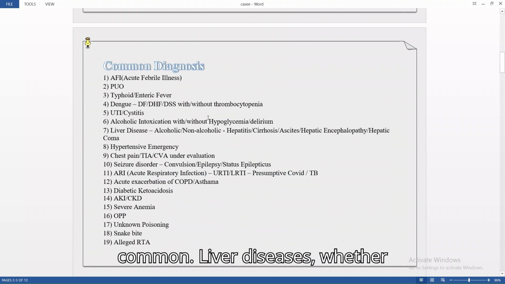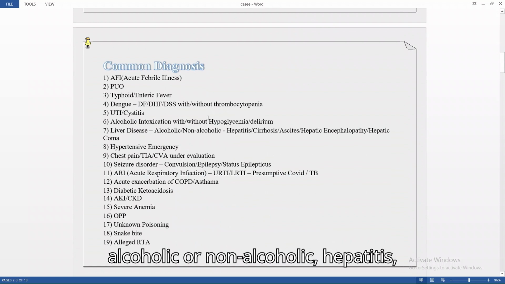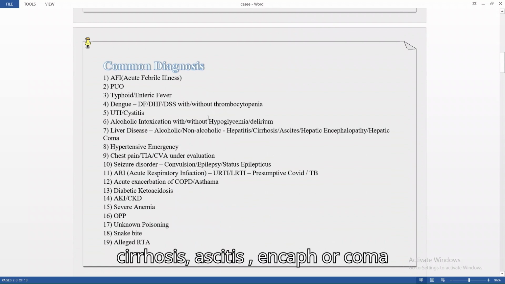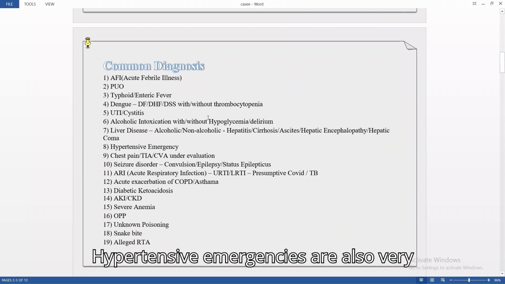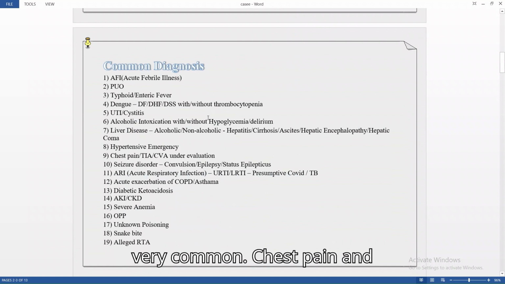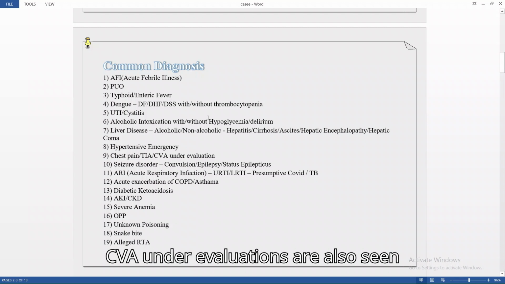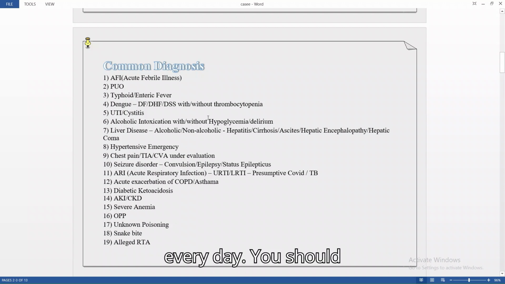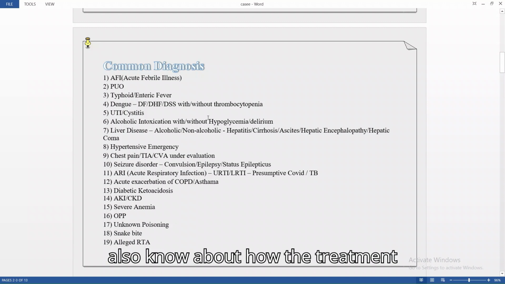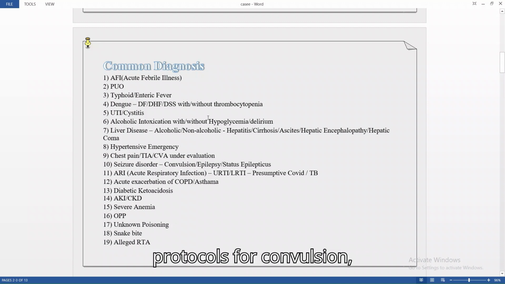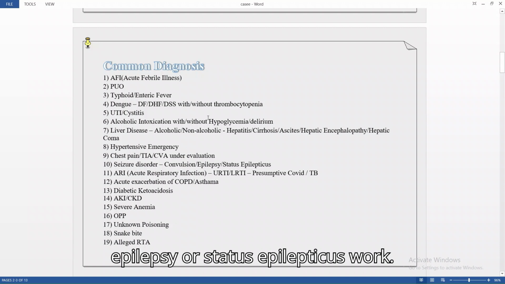Liver diseases, whether alcoholic or non-alcoholic, hepatitis, cirrhosis, ascites, hepatic encephalopathy, or coma are all common. Hypertensive emergencies are also very common. Chest pain and CVA under evaluation are also seen every day. You should also know how the treatment protocols for convulsion, epilepsy, or status epilepticus work.